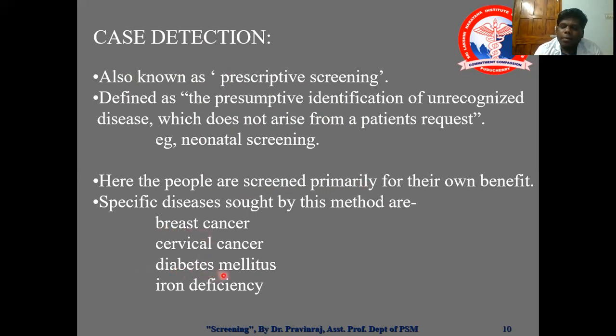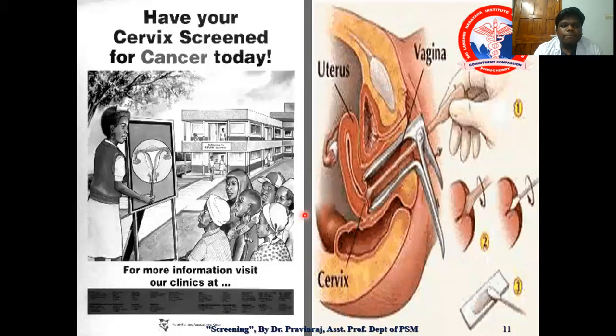Then other examples are in case of pregnancy. If we are going to do screening, like we are going to do hemoglobin, we are going to screen for diabetes, PIH, then Rh compatibility. Suppose we find something coming as positive, we can give treatment for the particular disease. So case detection is helpful in this way.